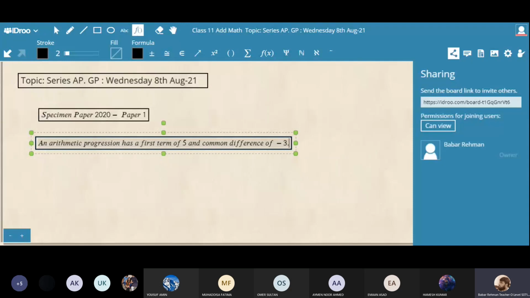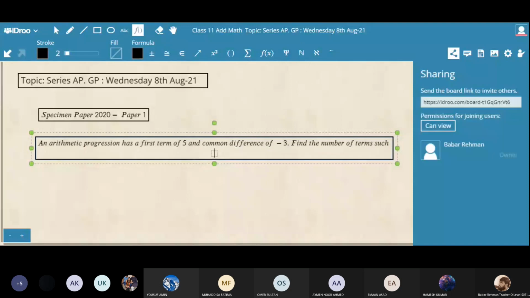Find the number of terms such that the sum to n terms is first less than negative 200.